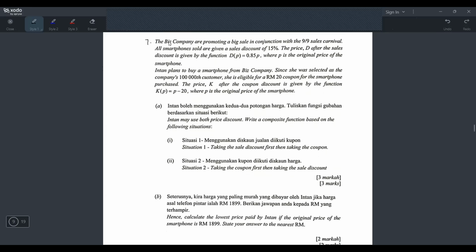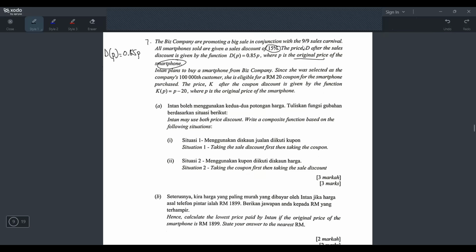Let's read the question. The Bees company is promoting a big sale in conjunction with the 99 sales carnival. All smartphones sold are given a sale discount of 15%. All right, 15%. The price D after the sale discount is given by the function D(p) equals 0.85p. I think I have to write this down, right? Because definitely it will be useful later. So D(p) equals 0.85p. And what does p stand for? P represents the original price of the smartphone.